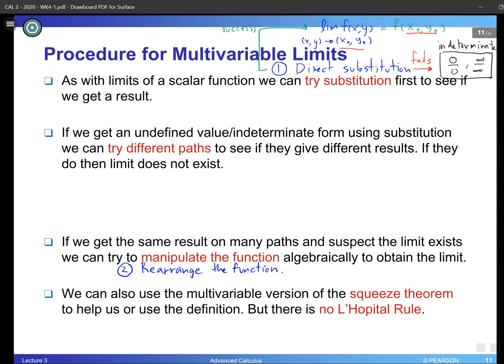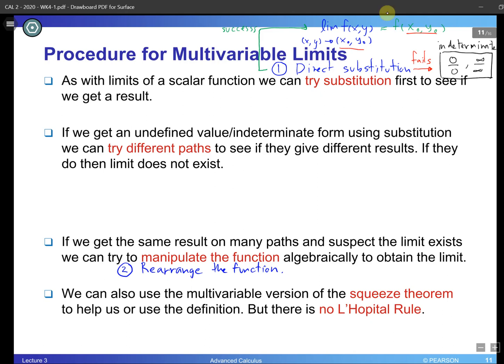The question is, why do we need to rearrange it? Because sometimes the original form is indeterminate, but by rearranging your function, maybe you can get some elimination of some terms, and then after the elimination, your function turns out to be determinate. All right, so rearranging has the point here to eliminate some factors.